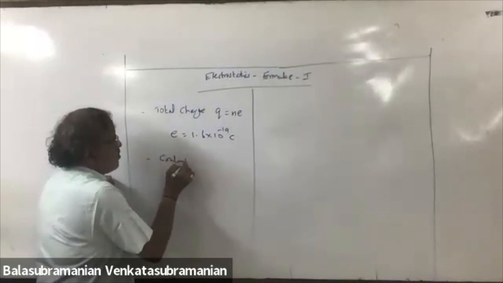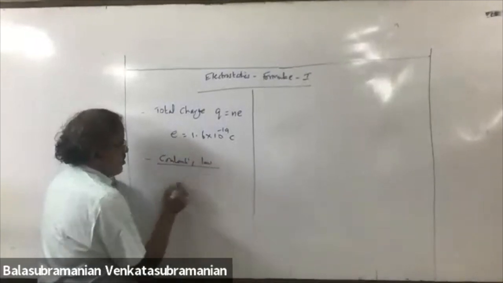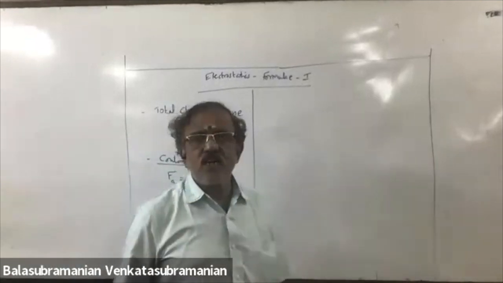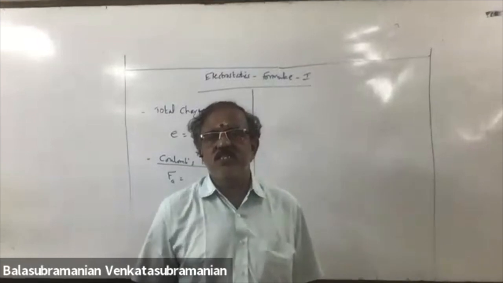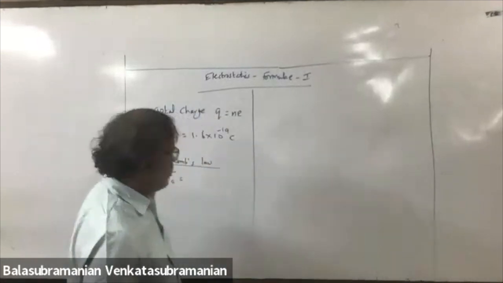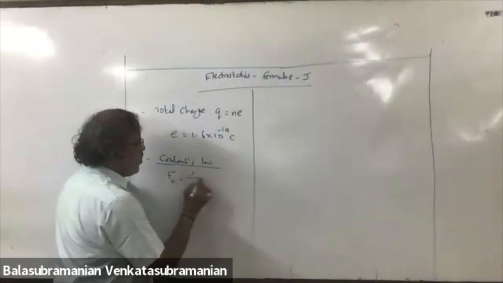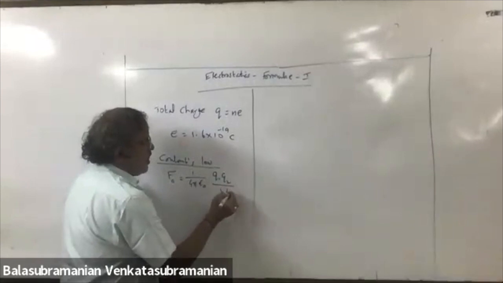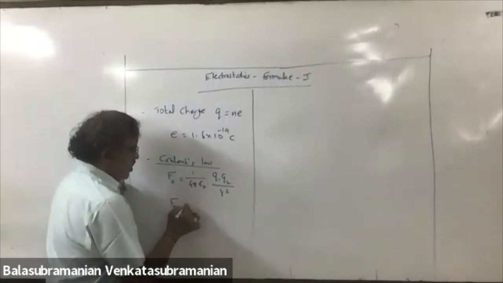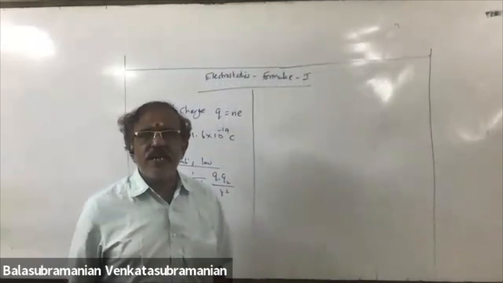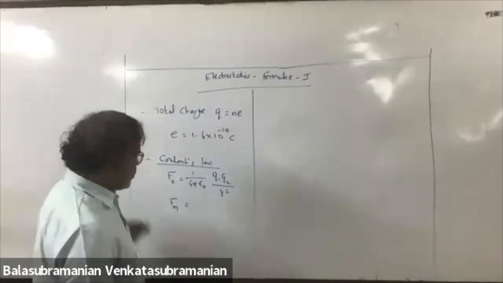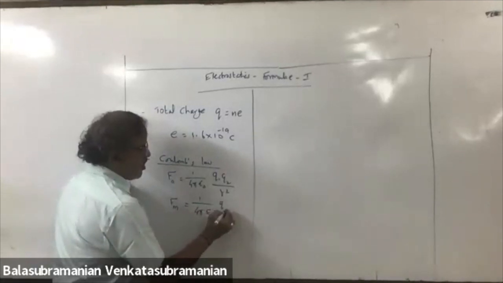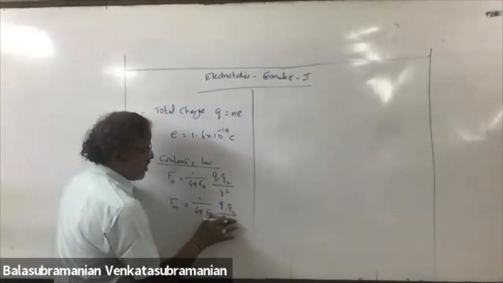Coulomb's law. The force of attraction or repulsion between 2 point charges is given by Coulomb's law. In air medium, it is 1 by 4 pi epsilon naught Q1 Q2 by r square. If the medium is not air but a denser medium, in that case it is 1 by 4 pi epsilon Q1 Q2 by r square.